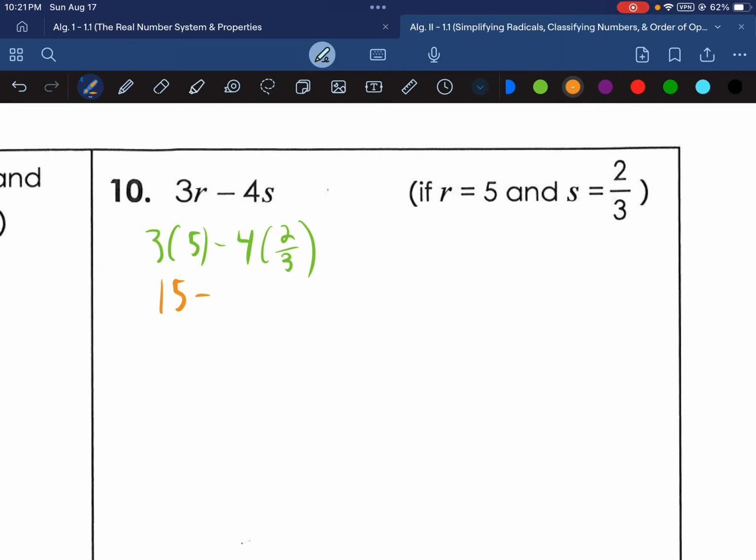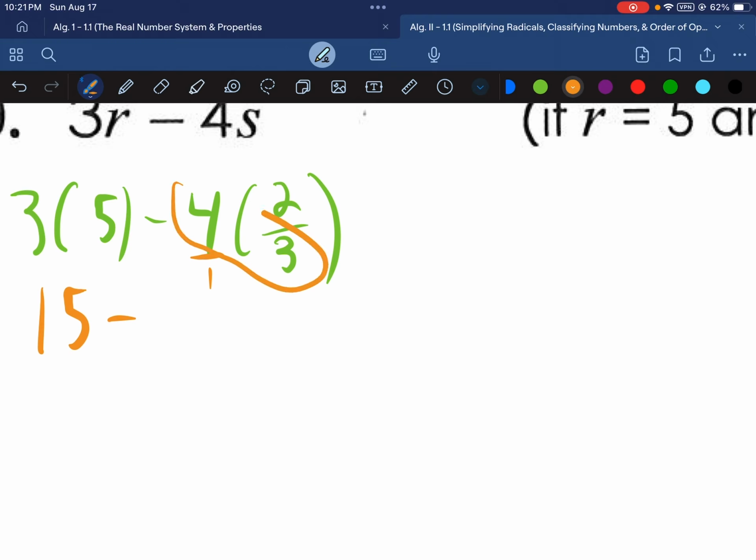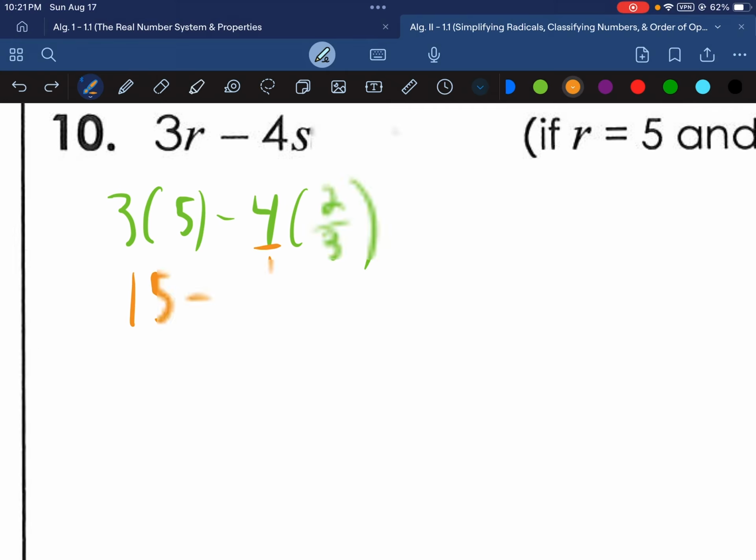3 times 5 is 15 minus 4 times 2/3. It can be helpful to make the 4 a fraction by making it over 1, anything secretly divided by 1, if you don't see a number underneath it. Now, we can't cross-reduce where we reduce diagonally here, because nothing reduces into 4 and 3, and nothing reduces into 2 and 1. So we just multiply straight across and do 4 times 2 is 8, and 1 times 3 is 3.